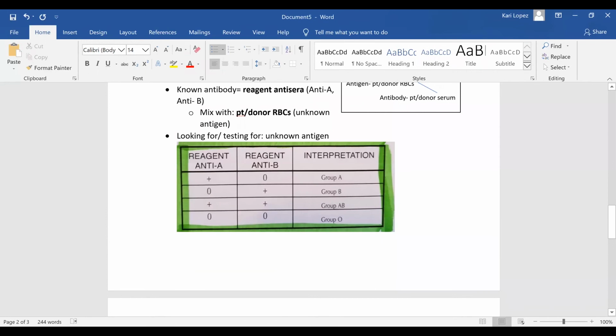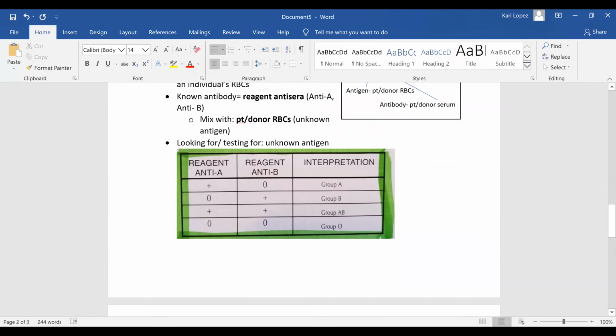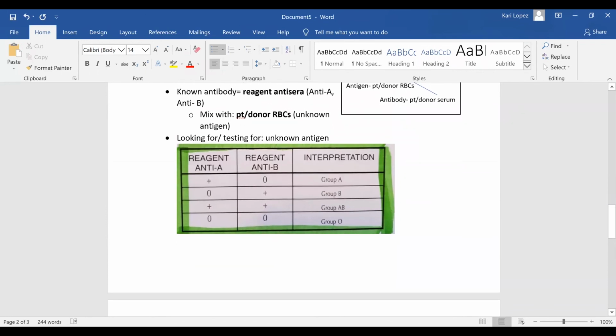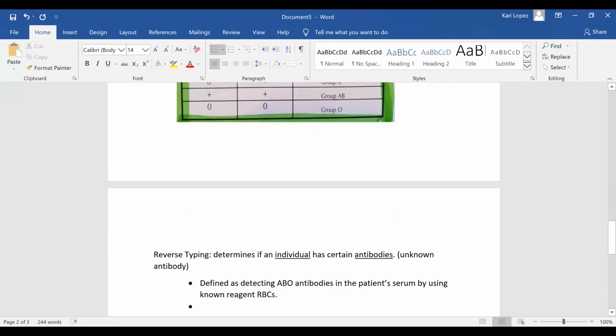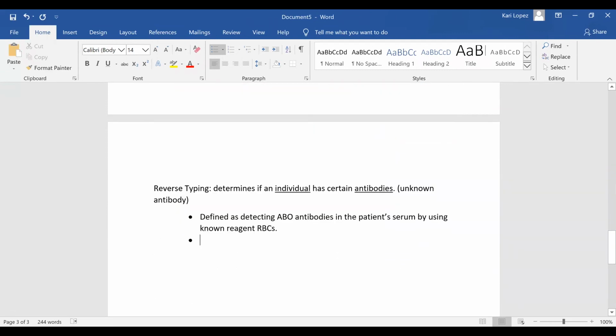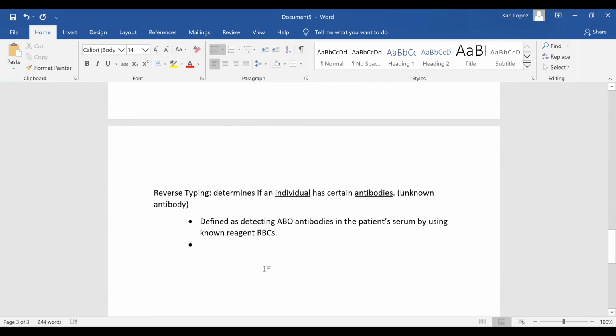Okay, so we're going to start. I'm trying to make them equivalent to each other, so when the notes come out, they're looking the same. So we're going to start with, we know that this is unknown antibody. So the opposite of that is going to be known. And now the opposite of antibody is going to be your antigen. So what is our known antigen?